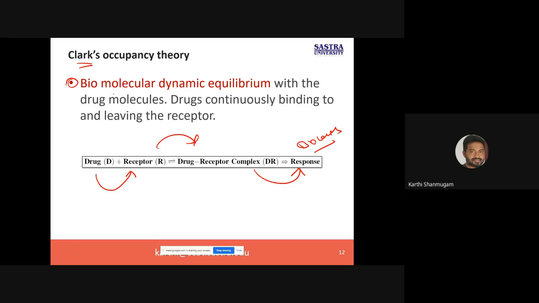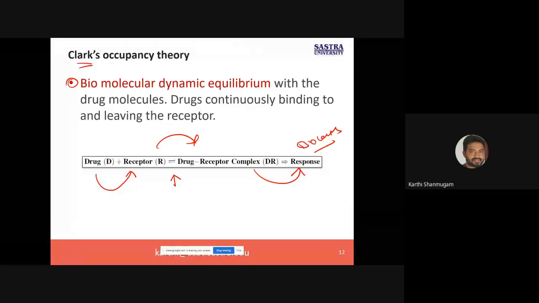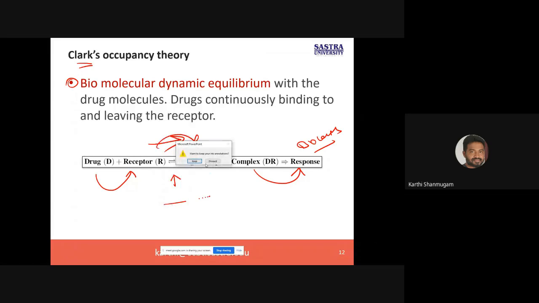So he called this a biomolecular dynamic equilibrium. This equilibrium, he called it a biomolecular dynamic equilibrium, which means that the reaction can take place either in the forward direction or in the reverse direction. Okay, so both are possible.